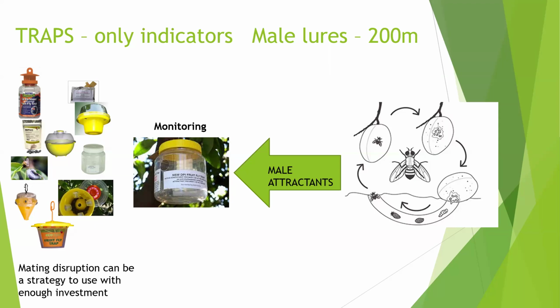So most of the time we are just using the fruit fly traps that attract the males for monitoring. They don't necessarily remove the fruit fly threat. They just inform us of what we might need to do next.